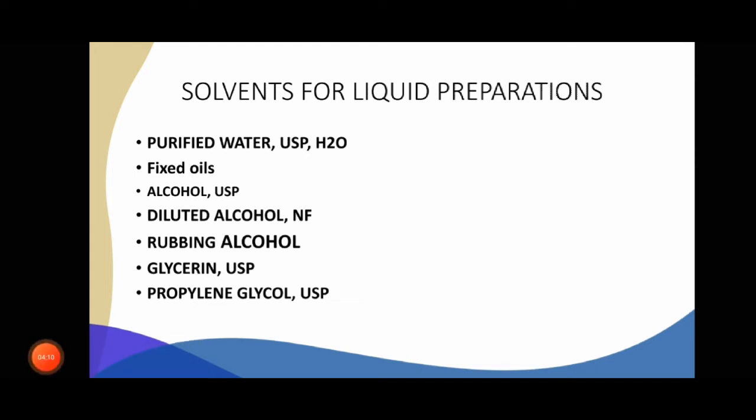And for the diluted alcohol NF, it is prepared by mixing equal volumes of alcohol USP and purified water USP. The final volume of such a mixture is not the sum of the individual volumes of the two components because the liquids contract upon mixing, so the final volume is generally about 3% less than what would otherwise be expected. So the diluted alcohol is a useful hydroalcoholic solvent in various pharmaceutical processes and preparations.